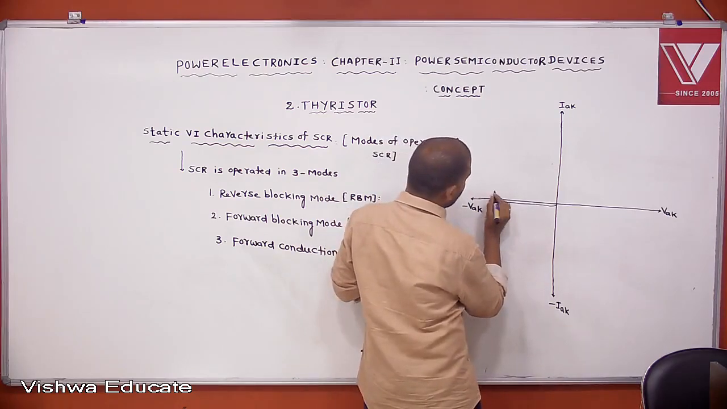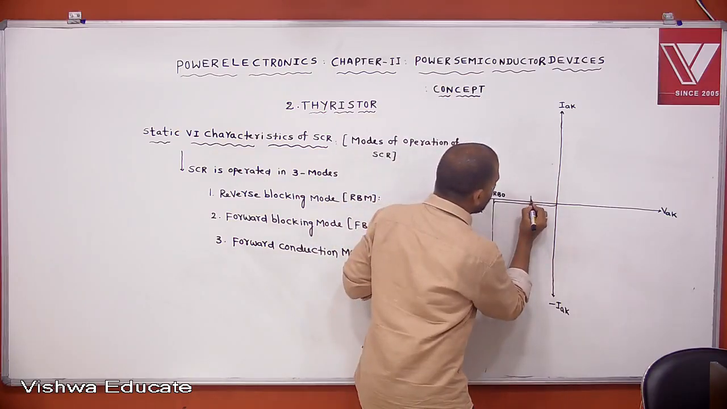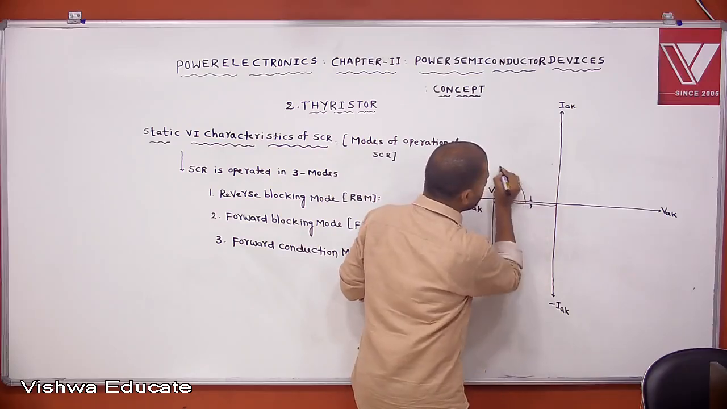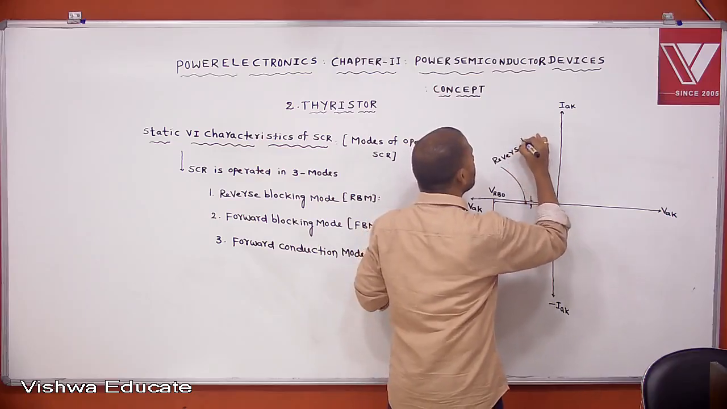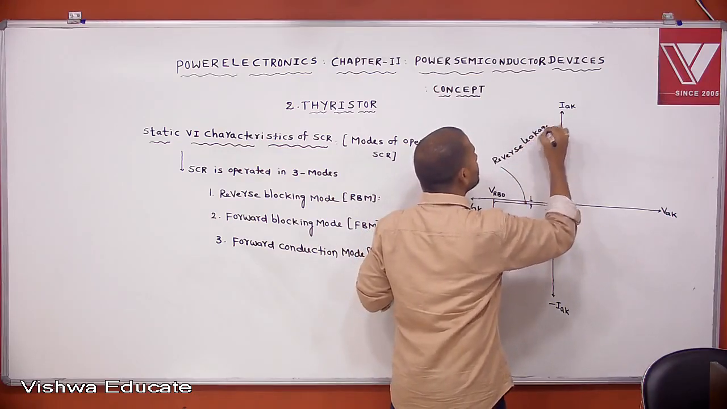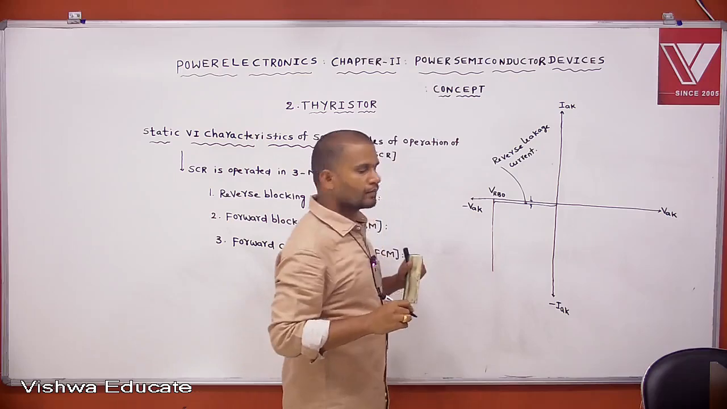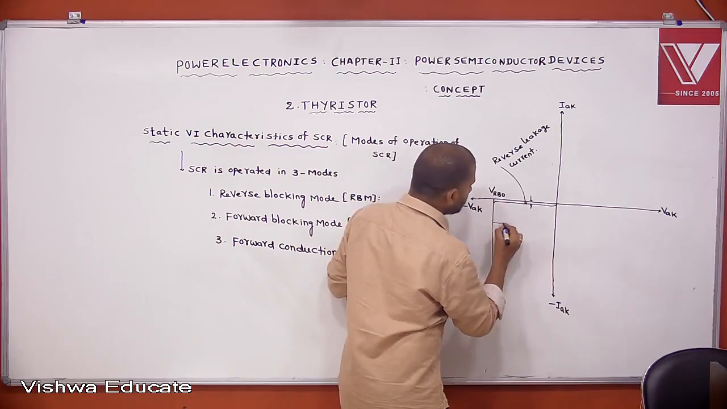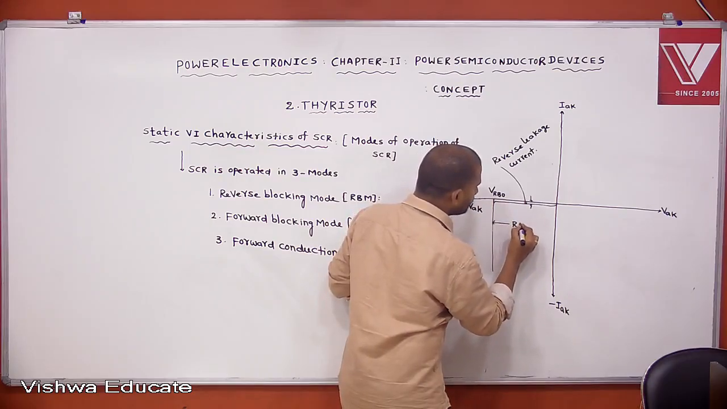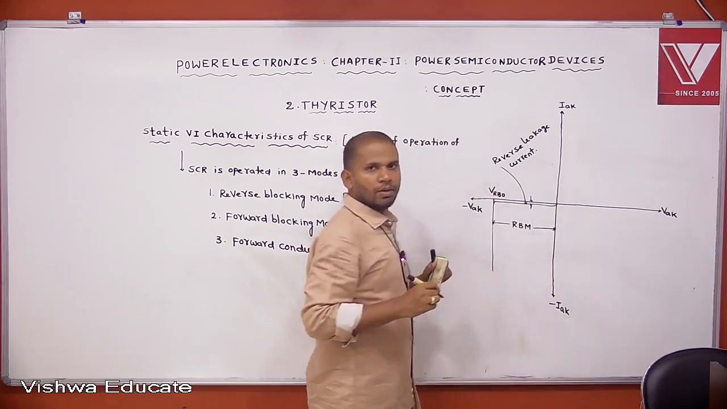This is VRB0, the reverse breakdown voltage. This small current indicates the reverse leakage current. This mode of operation is nothing but the reverse blocking mode of operation, RBM. Up to this is the reverse blocking mode of operation.